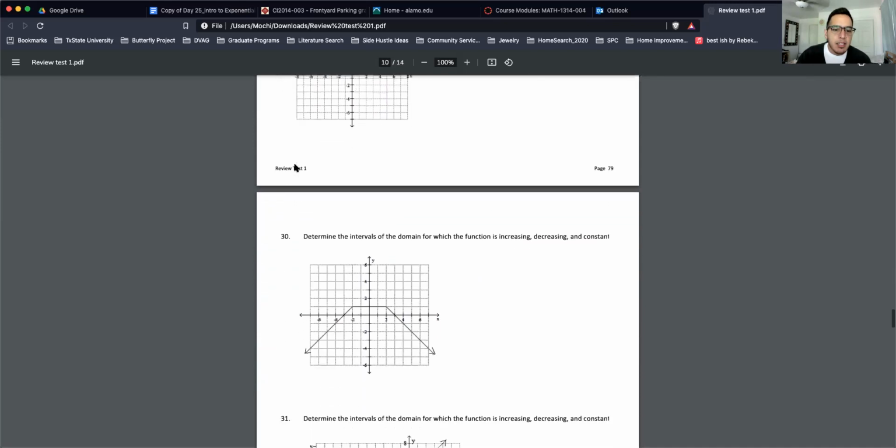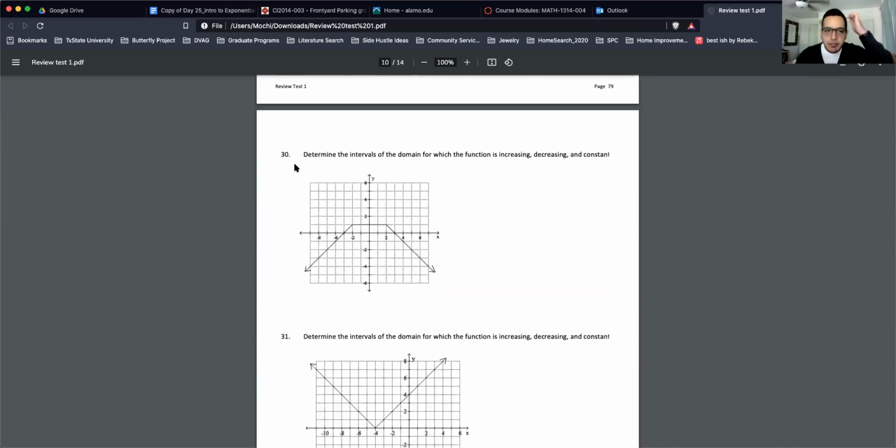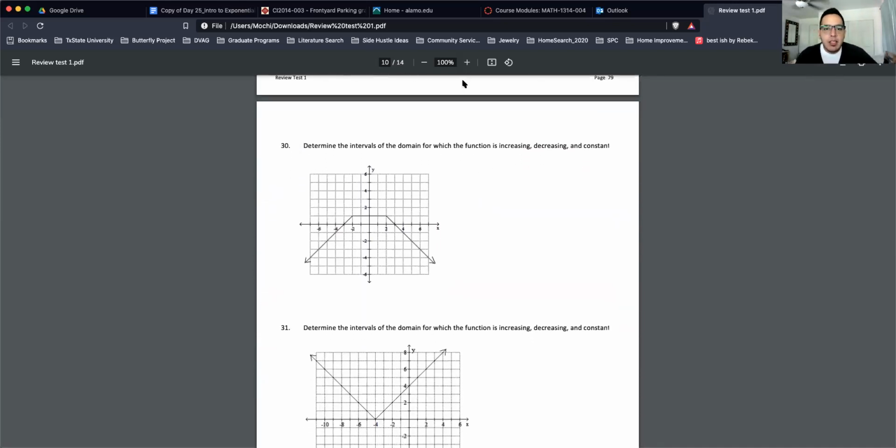And the last problem that we need to cover is number 30. So we need to determine the intervals of the domain for which the function is increasing, decreasing, or constant. Okay. So what I like to do for this type of problem is I ask my students usually to go ahead and think about reading the graph from left to right as though you're riding a roller coaster.